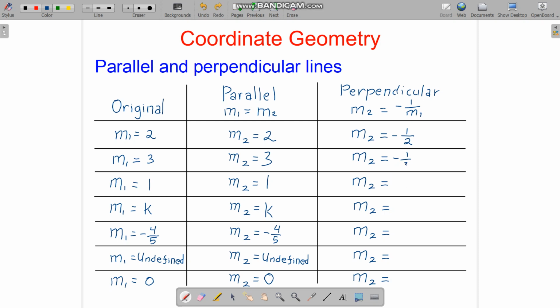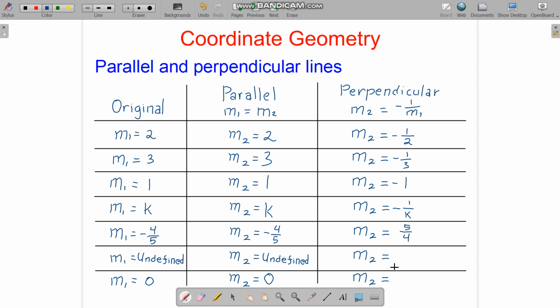For 1, the pair is minus 1 over 1, which is minus 1. For k, minus 1 over k. For the minus 4 over 5, the opposite of minus is plus, and not 4 over 5 but 5 over 4, the reciprocal.